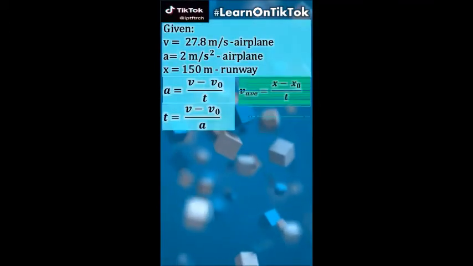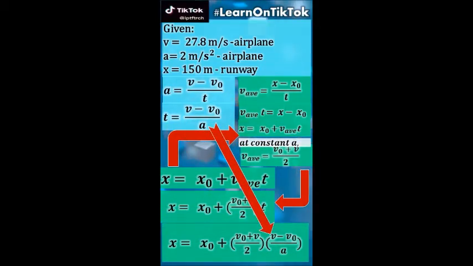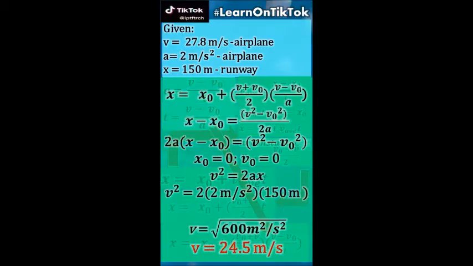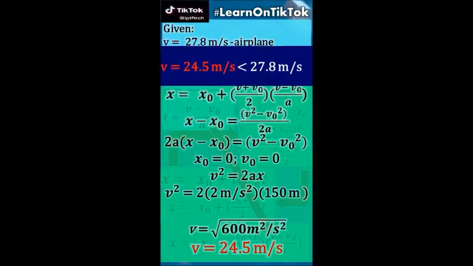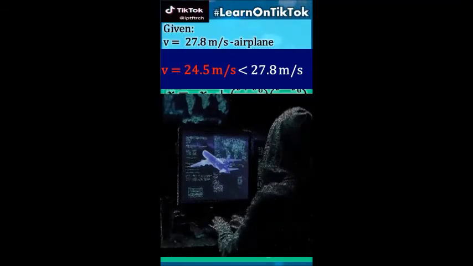Starting from the fundamental equation or formula for acceleration and velocity, we are able to manipulate the equation to come up with something that can be used from the given. By simply substituting the given, the airplane actually reaches 24.5 meters per second. This means that 150 meters as a runway is not sufficient, because it must reach a velocity of 27.8 meters per second.